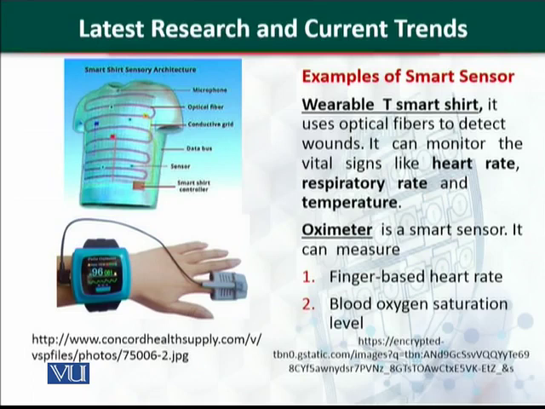This shirt is made up of fibers and contains all the systems for the detection of different vital signs such as heart rate, respiratory rate, and temperature. The second example of the smart sensor is an oximeter. Oximeter एक small sensor है which could be worn on the tip of the finger, and this could determine the finger-based heart rate and blood oxygen saturation level.